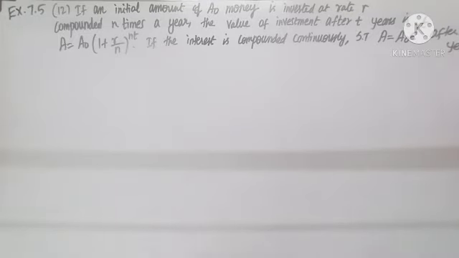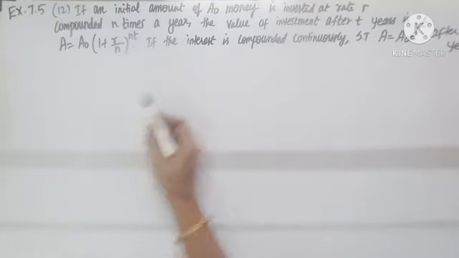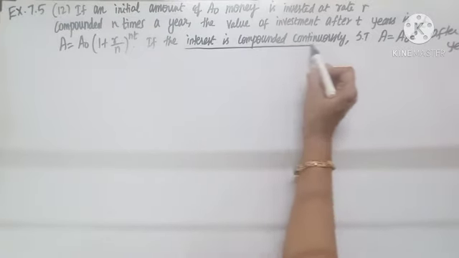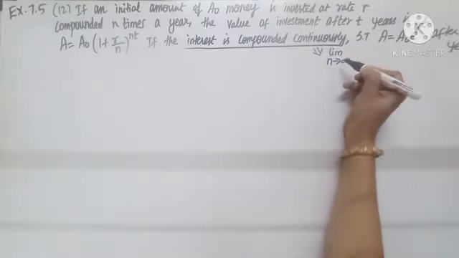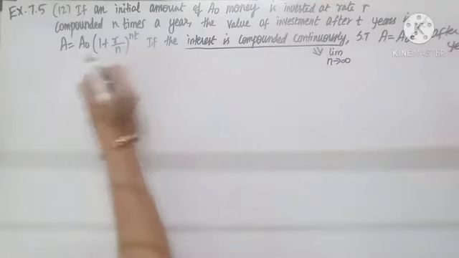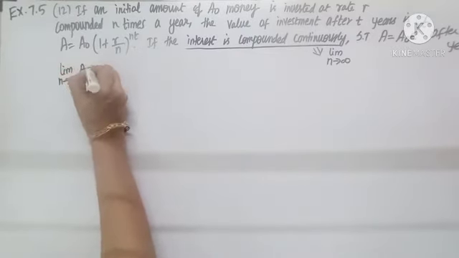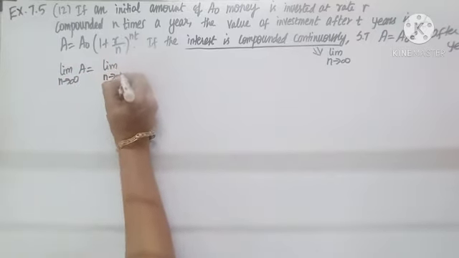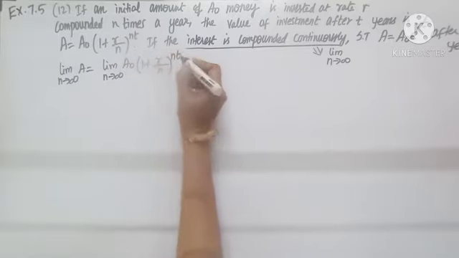Question number 12. If an initial amount of A naught money is invested at a rate R, compounded n times a year, the value of investment after t years is given like this. The interest is compounded continuously. This tells us limit n tends to infinity. So for this given question, we need to find limit n tends to infinity, A naught into 1 plus r by n whole power nt.